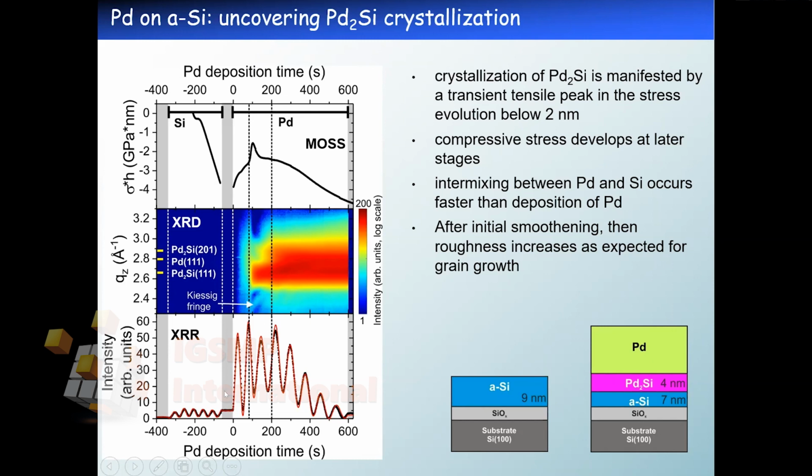The reflectivity is also complementary in a sense that we could observe a change in the period of these fringes, which is related to the different density between the silicide and the metal layer. And at the end, when the palladium starts growing, we can observe here a decrease in the magnitude of these fringes, which is related to the formation of a rough surface. So we can gain information also on surface morphology by combining all these techniques.